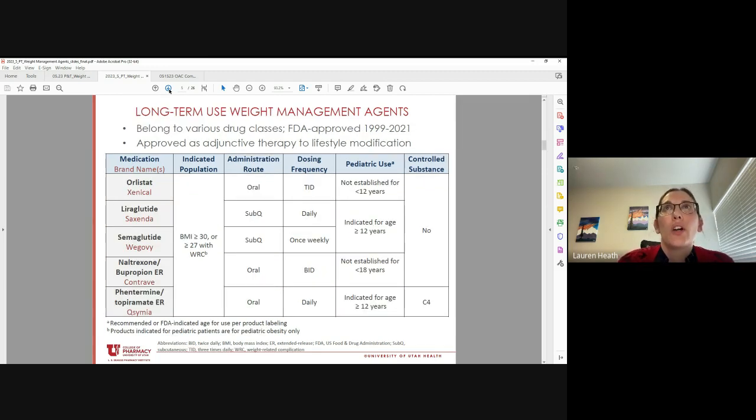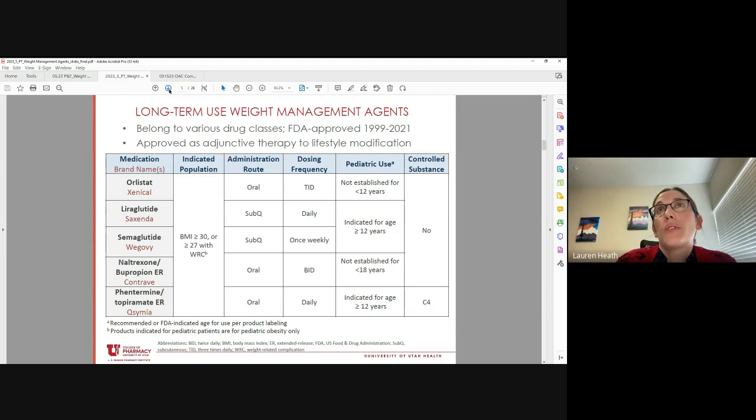Agents approved for long-term or chronic use belong to various drug classes and were approved more recently than the short-term agents. All are indicated for treatment of obesity or overweight with a BMI of 27 or greater and with at least 1 weight-related complication. Products indicated for children 12 years or older, which includes all long-term agents except for naltrexone bupropion, are for the treatment of pediatric obesity.